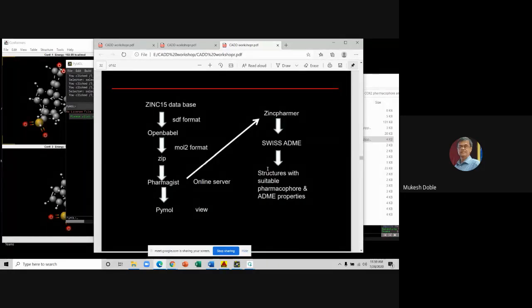So we use another online software called ZincPharmer. You upload the features, and then it looks for similar structures with those features in the Zinc database, and then we take those molecules and see whether they satisfy all our ADME rules, the bioavailability rules, drug likeness rules. We use SwissADME, or we can use preADMET. If one molecule doesn't satisfy, don't use it, because ultimately it may have poor GI absorption or something.